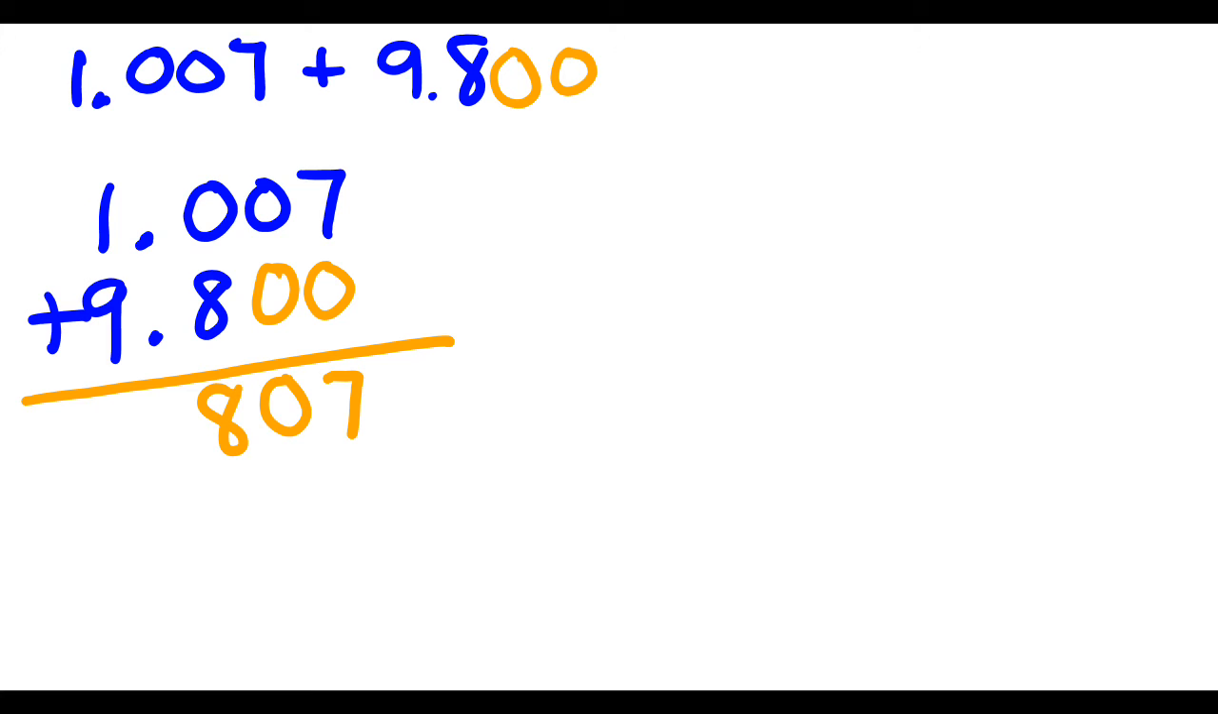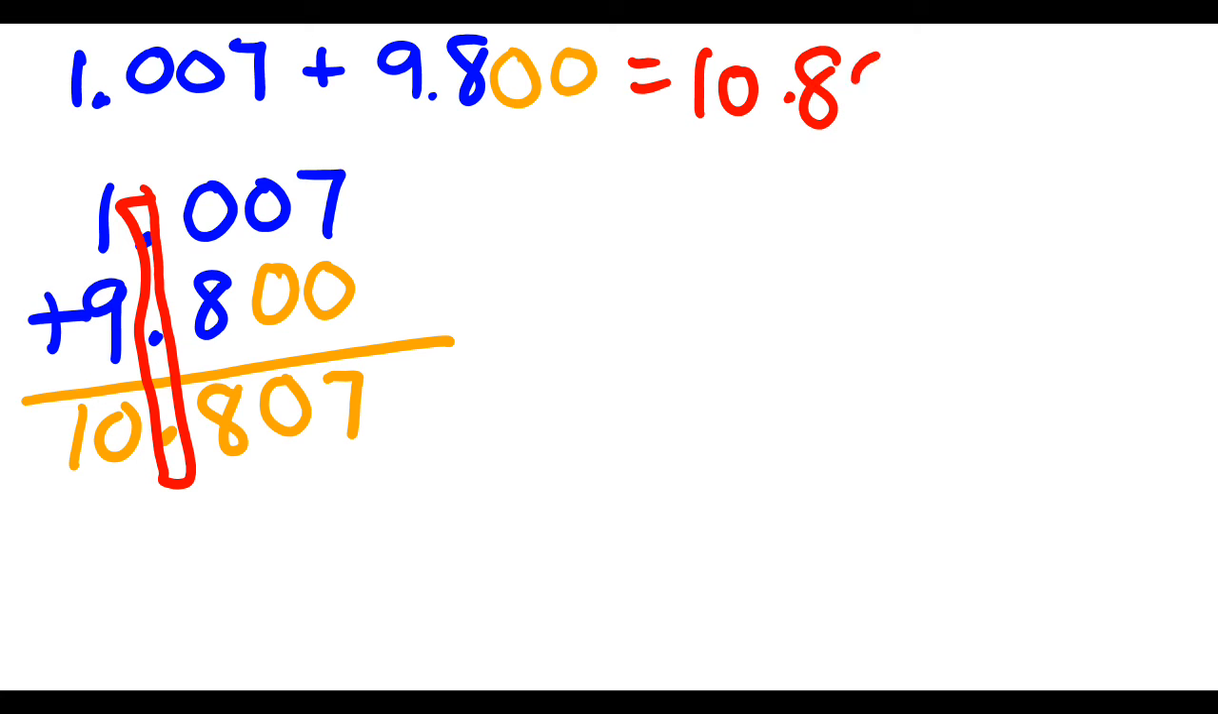And 1 plus 9 is 10. And there's the decimal lined up. You'll see how those make a nice straight line. It's really important that you line the decimals up. And so the answer here is 10.807.